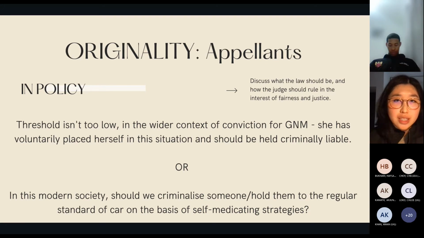So smoking marijuana, okay, that's kind of normalized right now. So you can kind of say, should we really criminalize her, using the standard of care, on the basis of a self-medicating strategy or something like that. Or another policy argument is that the threshold is way too high if you hold her to a high standard of care, so then she shouldn't be held criminally liable.